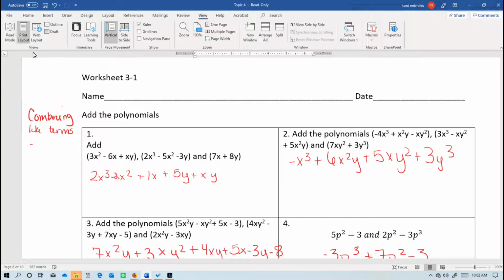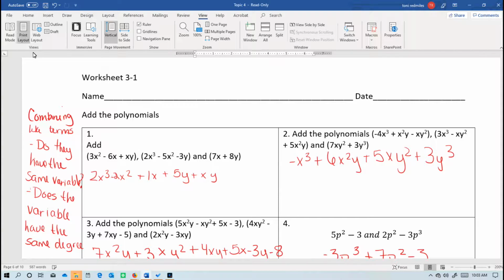but for addition, the only thing we need to keep in mind is, do they have the same variable? Or maybe they don't have variables. That also makes them like. Do they have the same variable? The second question we have to ask ourselves, does the variable have the same degree of power? So these are the two questions I have to ask myself.